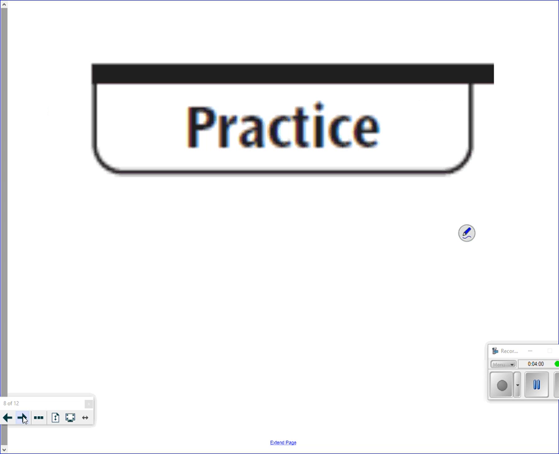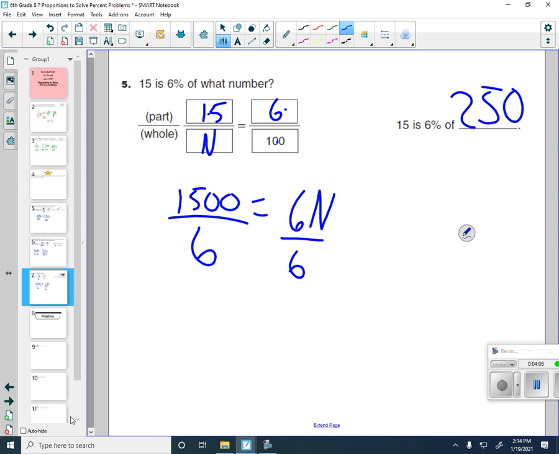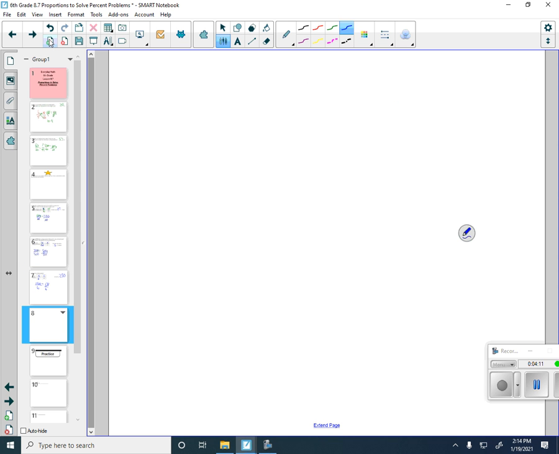Okay. Did I skip a problem there? I think I did skip a problem. We're going to do that last problem there. I want to get to it, okay? This is what the problem looks like. It is 25% of what number is 10.5?